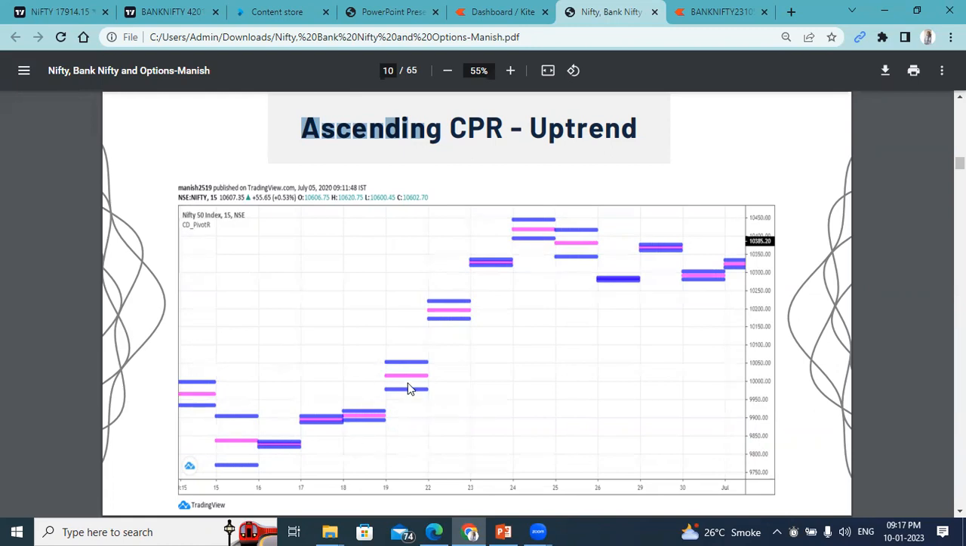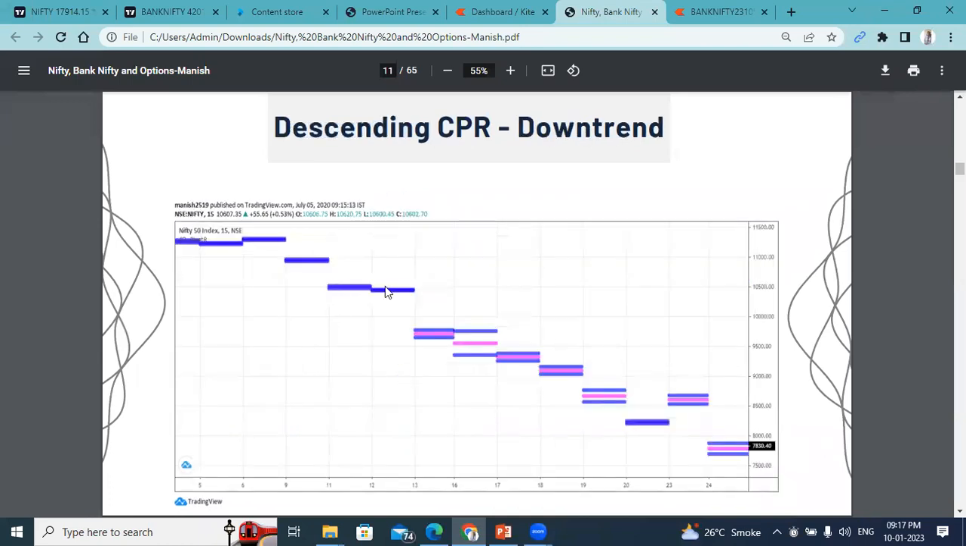So back to back, if you see ascending CPR, this means uptrend. Price is in an uptrend. So there is a bullish bias. And this CPR can work like support. In intraday, there is a very high chance price can find support near CPR.